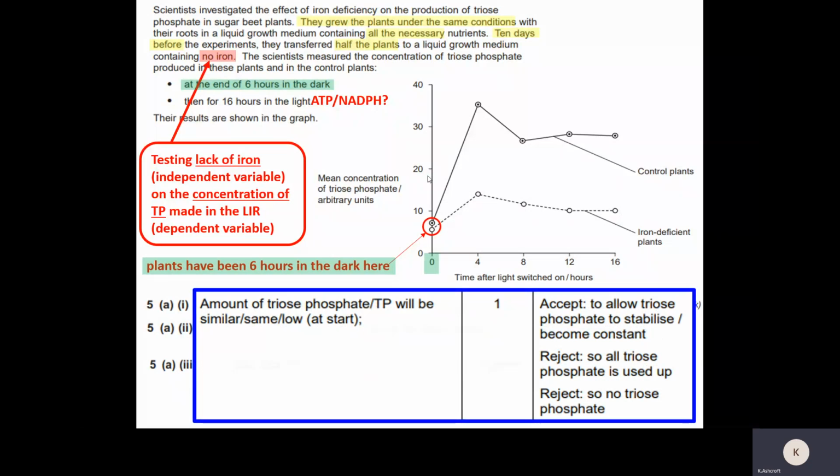If you look at the mark scheme on the right, it does say reject, so all triose phosphate is used up. So we can see after 6 hours in the dark, there is still a small concentration of triose phosphate present in the stroma for both the control group and the experimental group. So they rejected the idea that there was no triose phosphate, because we can see from the data in the graph that there is a little bit.